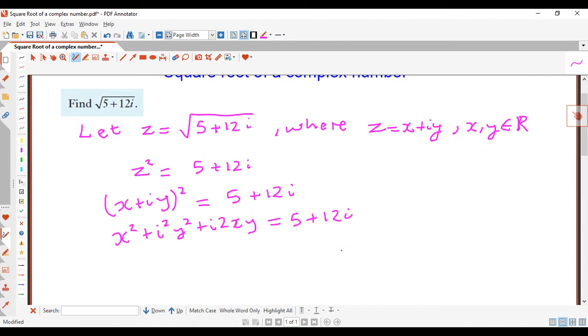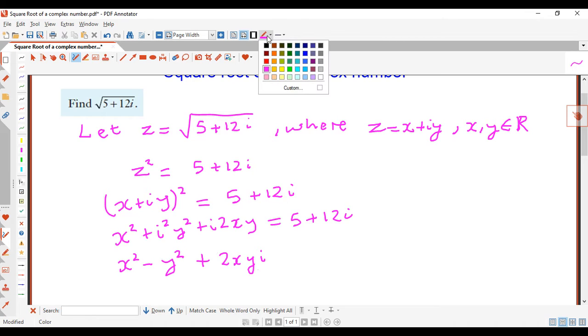Okay, now let's tidy this up a little bit. We're going to have x squared minus y squared, because i squared is minus 1, plus 2xyi is equal to 5 plus 12i. Actually, just to make it match perfectly, I'll write this as 2xyi. Okay, now next step.